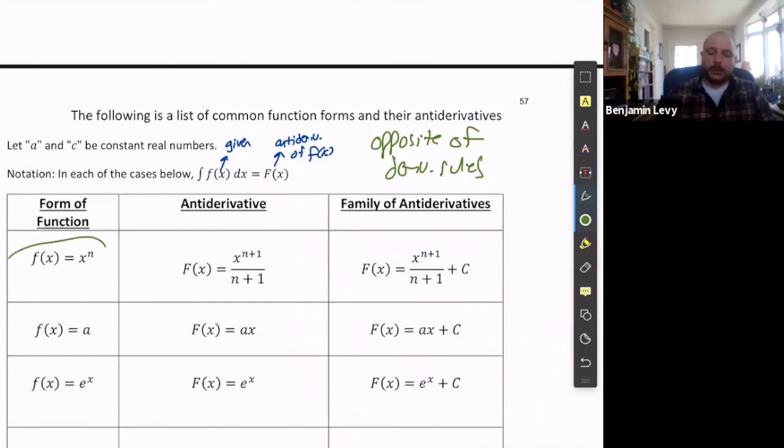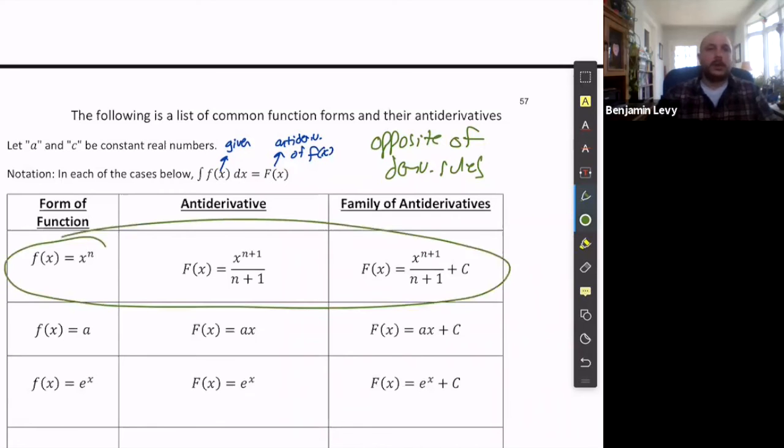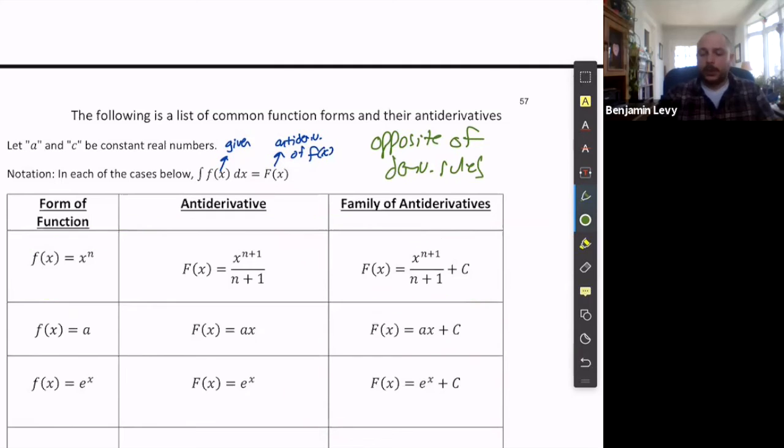Like look at the first one. Look at this first one. I'm just going to circle in green. I like to call this one the anti-power rule, right? When you do the power rule, you bring down the power and multiply it and subtract 1 off the power, right? This is the opposite. You add 1 to the power instead of subtracting. And then instead of multiplying by that, you divide by it, right? Literally just doing the opposite, right?